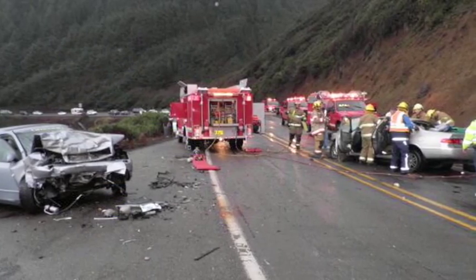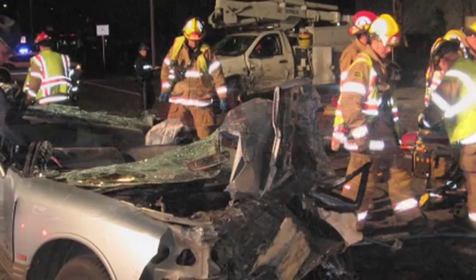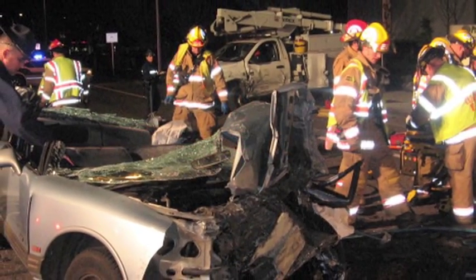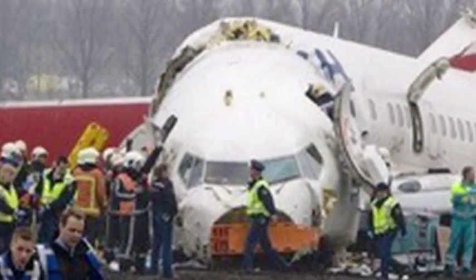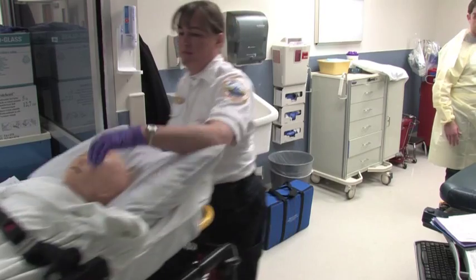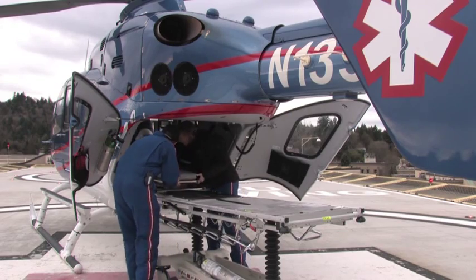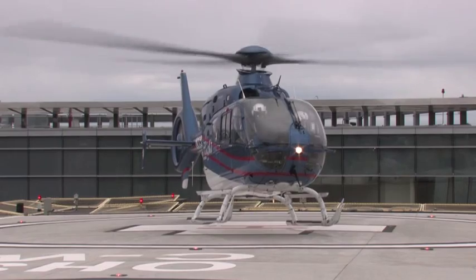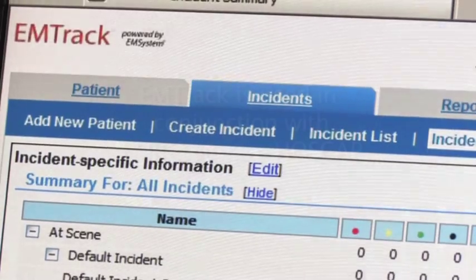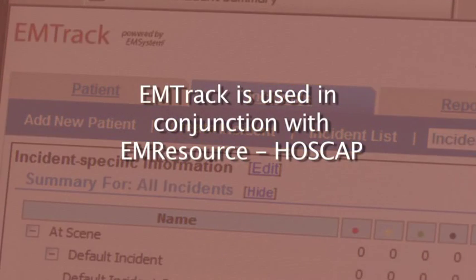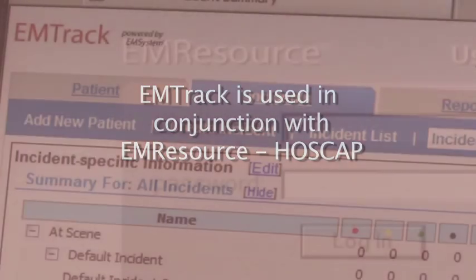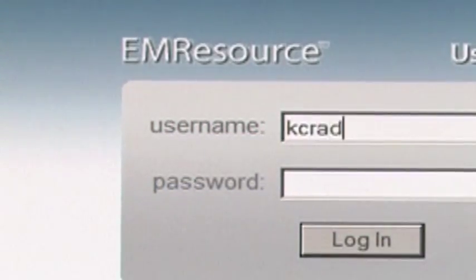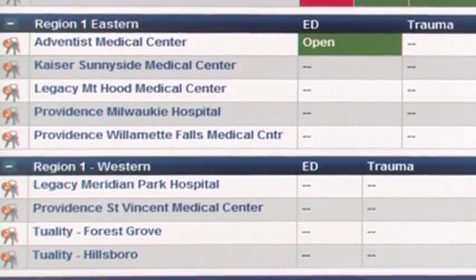Use of EMTrack during a mass casualty incident, or MCI, helps to ensure the healthcare delivery system efficiently manages patient care from scene to hospital and from hospital to hospital, including ground-to-air transport. The goal of EMTrack is to track patients in the trauma system during surge events. EMTrack is used in conjunction with HOSCAP based on the commercial software EMResource. An EMResource video overview is also available online.